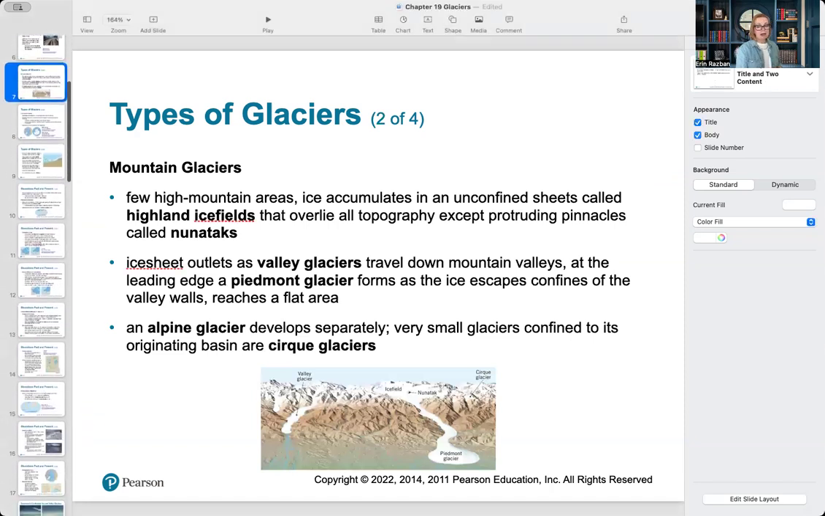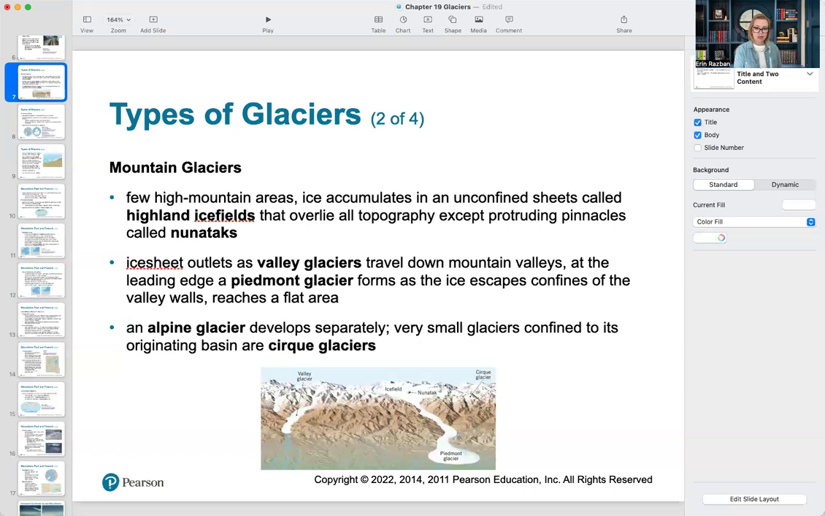First up is mountain glaciers. Mountain glaciers come in several forms. First, we have ice fields, which are unconfined sheets of ice in high mountainous areas. Unlike other glaciers, ice fields aren't constrained by surrounding topography. A perfect example is the Columbia Icefield in the Canadian Rockies, which feeds several major glaciers in the region.